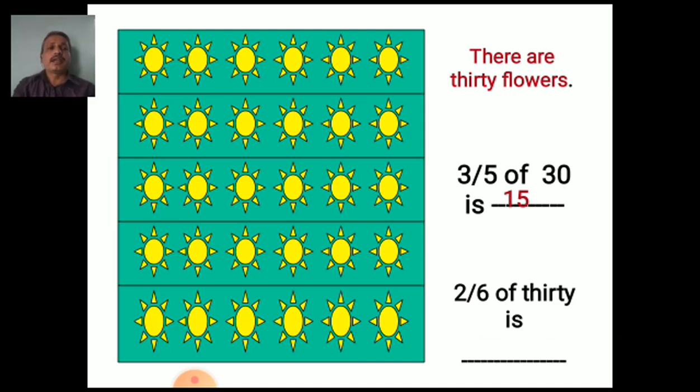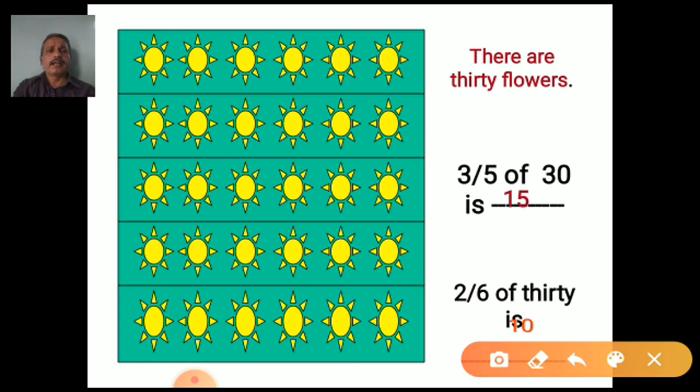And here 2 upon 6 of 30, so that is 10. Let's check if 10 is there or not. Yes, 10 is coming, but a little overwritten. See, I will write here 10. Okay, beta, this is the 18. We will do all these things in our exercise. Good.